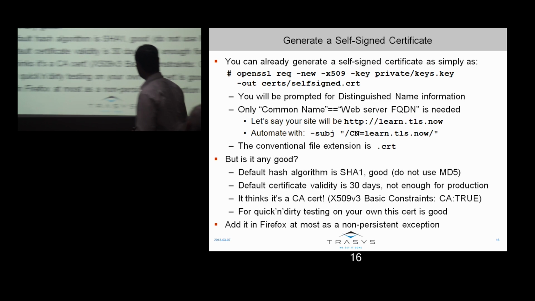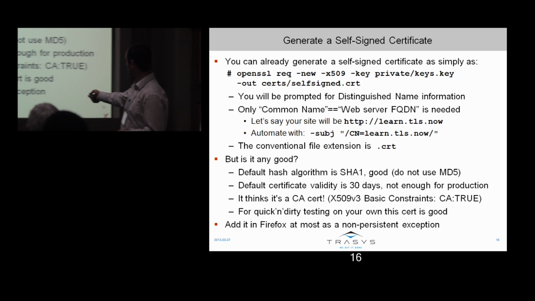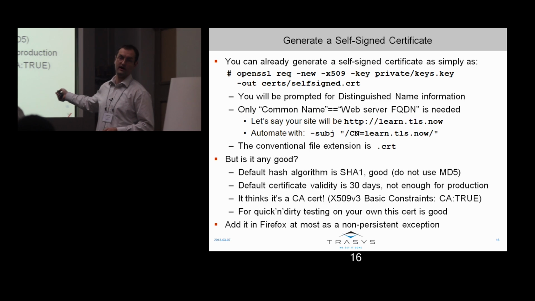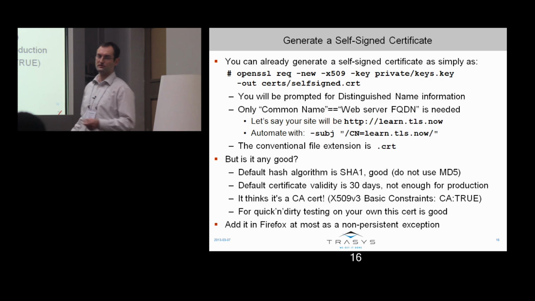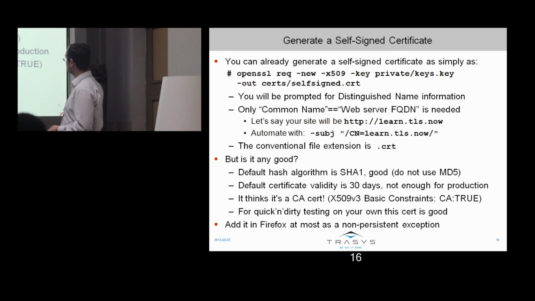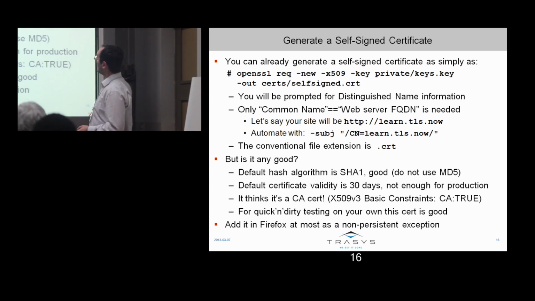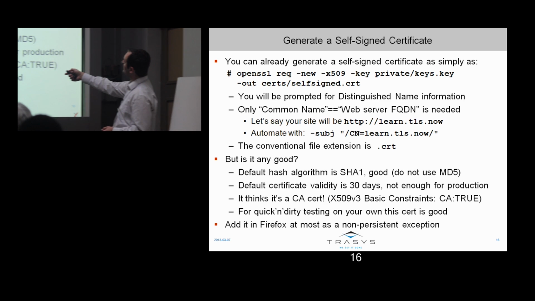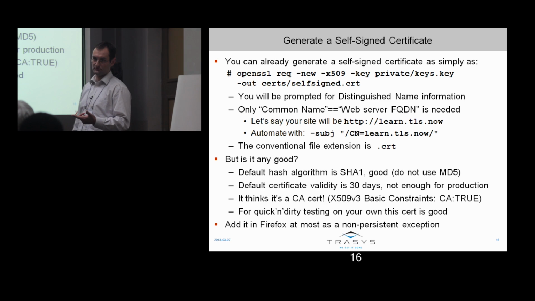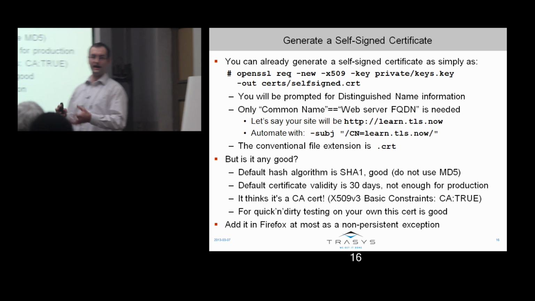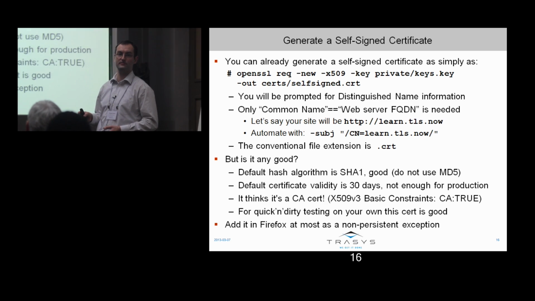Here we go. Let's say that we want this to be the name of the site: learn.tls.now. I've chosen a top-level domain that doesn't exist and that is short enough, so don't look this up on the web. You won't find it, I think. And this is the simplest command for generating a self-signed certificate. It's going to put a lot of data in it that it takes from a default configuration file, and it's going to ask you for a lot of information.